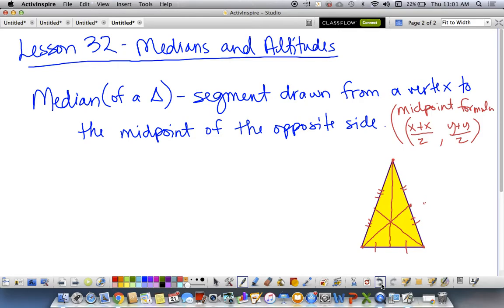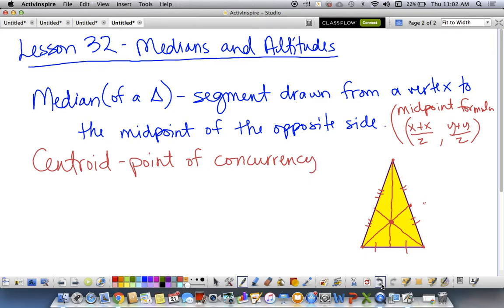Does anybody notice anything about all 3 of those lines? They hit at one specific point. Okay? That point is called the centroid. And there's a centroid theorem, which you can write down later. But the centroid is actually the point of concurrency. Concurrency just means where they all meet. Point of concurrency of the medians.